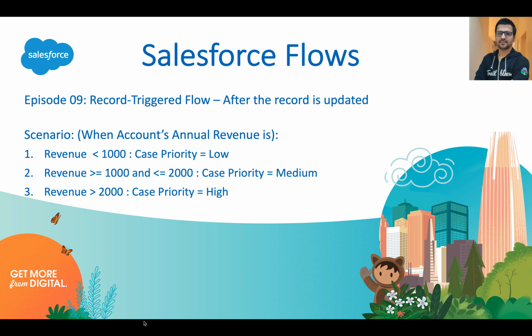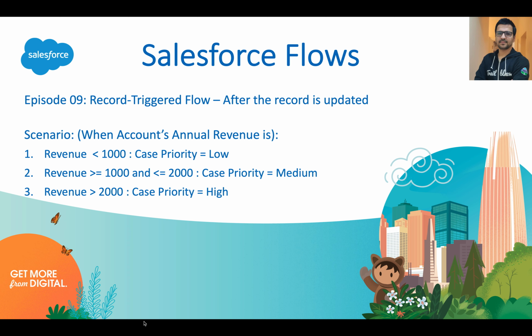In this video, we will see how we create a record triggered flow, and our scenario is whenever an account's annual revenue is getting updated. We have three conditions. Whenever the account revenue is less than 1000, we need to update case priorities to low, and whenever the revenue is between 1000 and 2000, the case priority will be medium, and whenever the revenue goes beyond 2000, the case priority will be high.